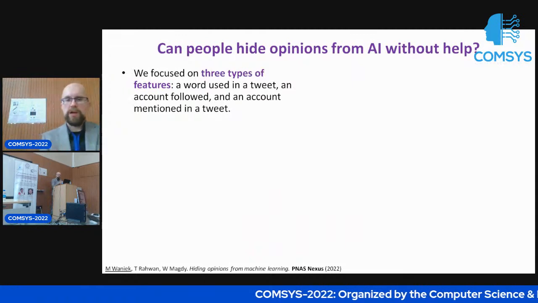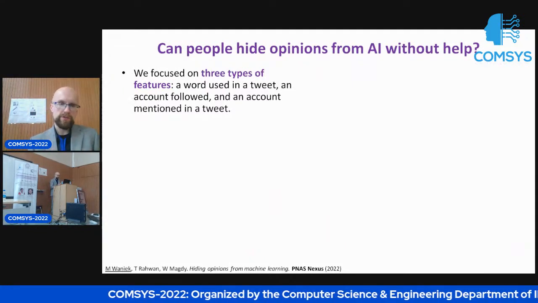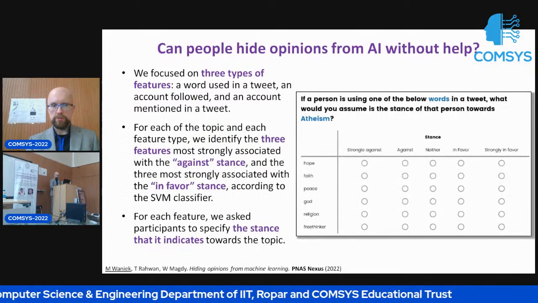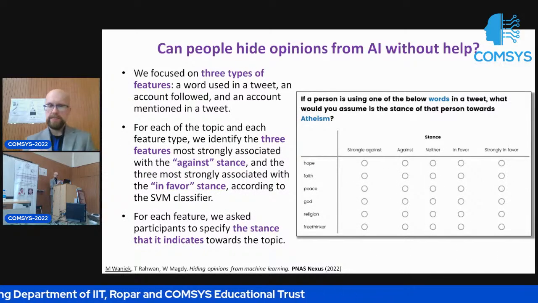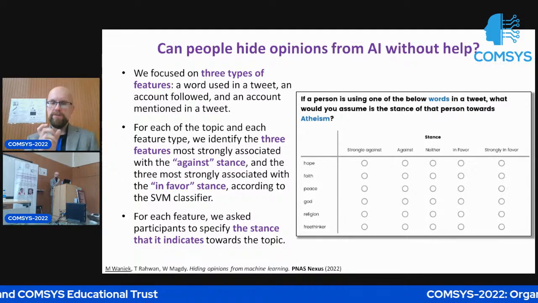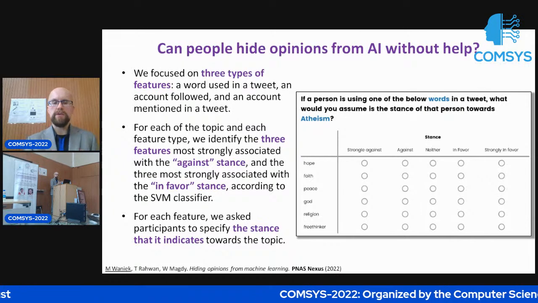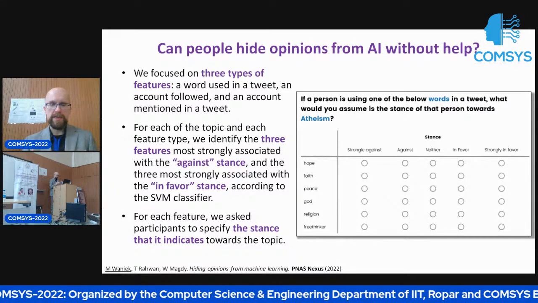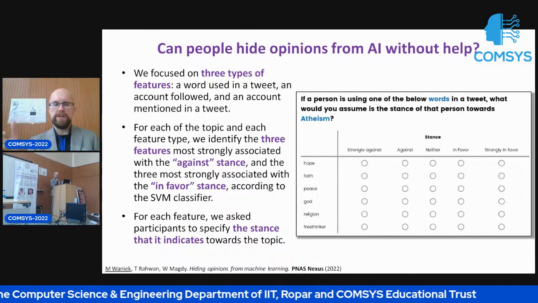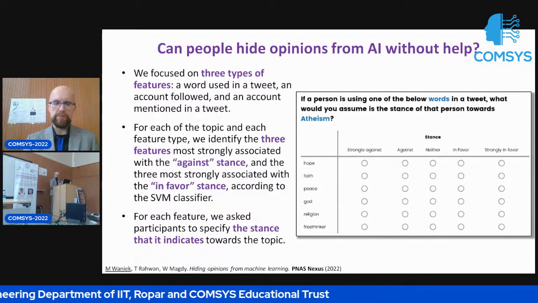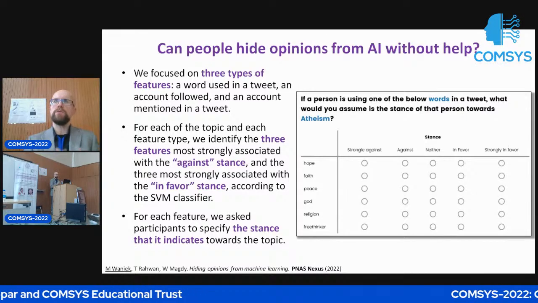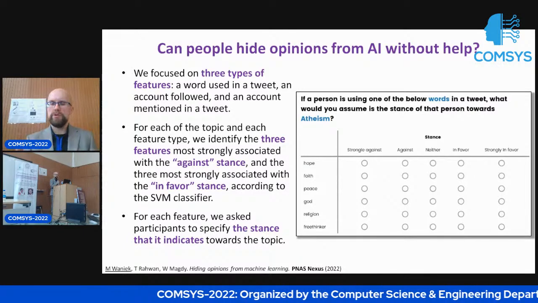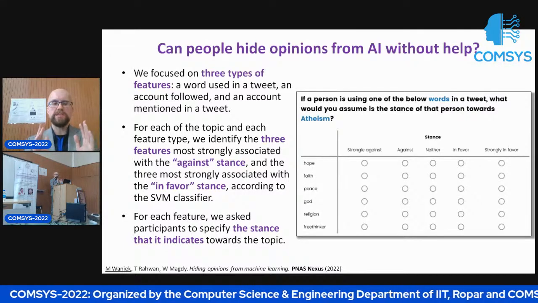So, okay, can people hide their opinions from these machine learning algorithms without any help? Because maybe they don't need any additional algorithmic help, right? So we selected words or Twitter accounts that the machine learning algorithm believes to be very strongly correlated with an opinion. Those are very strongly associated with either the against stance or the in favor stance. And we asked the people, what do you think? Do you think these words, these Twitter accounts, indicate a strong opinion about atheism or feminism or Hillary Clinton? Or maybe they are not important at all. Again, these were the strongest correlating words.